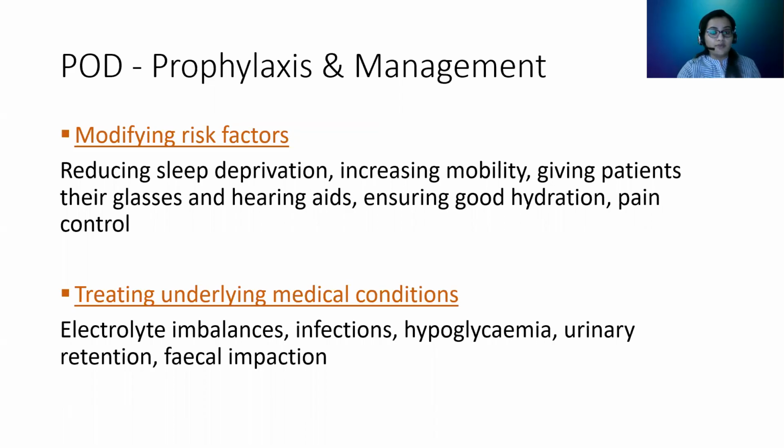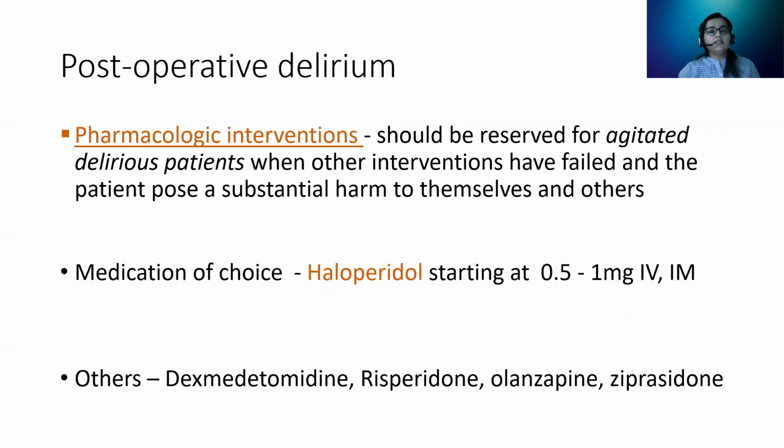Identify and treat the cause of delirium, like electrolyte imbalances, infections, hypoglycemia, urinary retention, and fecal impaction. Pharmacological interventions should be reserved for agitated, delirious patients when other interventions have failed and the patient poses substantial harm to themselves and others, because these drugs may mask rather than treat delirium. Drug of choice is haloperidol, started at 0.5 to 1 milligram IV or IM. Other alternate drugs are dexmedetomidine, risperidone, olanzapine, and ziprasidone.